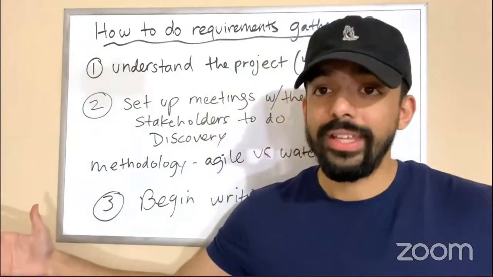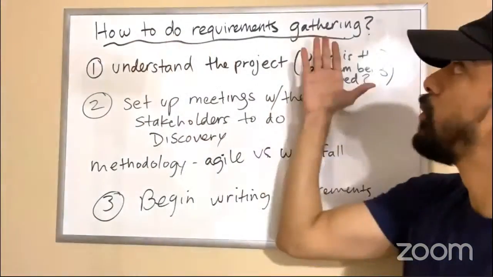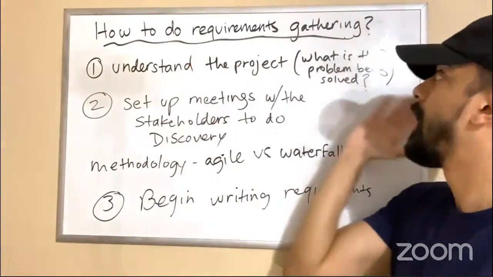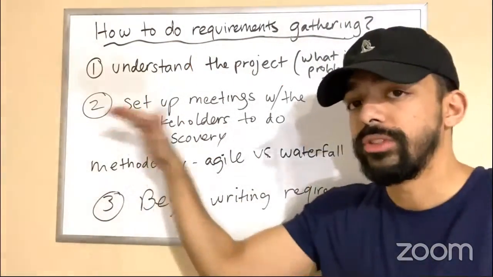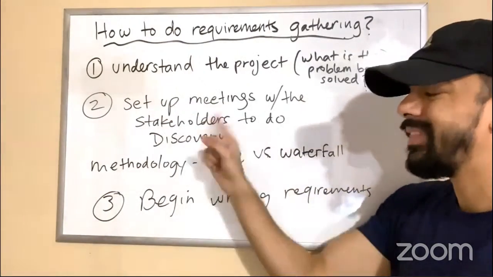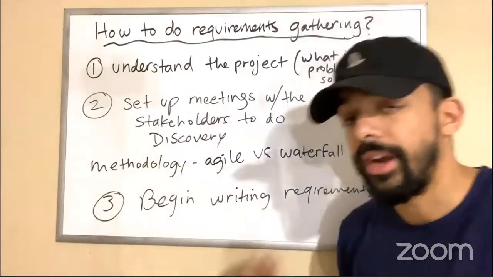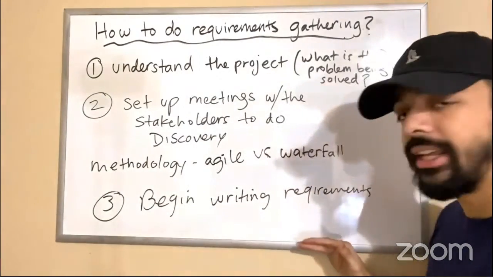Okay? So essentially, that is how you do requirements gathering. You go ahead and you understand the project, you understand what is the problem being solved, you set up discovery meetings with the stakeholders, and then you go ahead and you obviously determine the methodology of the project, and then you begin writing the requirements.